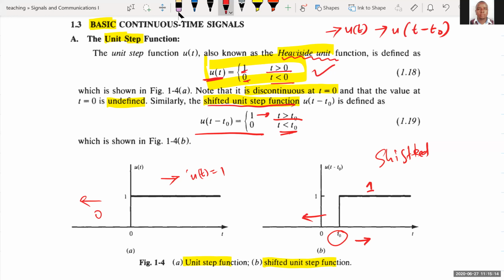The last thing I want to mention is that, contrary to what may appear here, at t equals 0 or at t equals t naught, the value of the step function appears to be equal to 1, but as a matter of fact, it is undefined at this point. We actually don't know what the value of the unit step function is at t equals 0 or at t equals t naught for the shifted version. So that is a major point that you should become aware of: the unit step function is not defined, or is discontinuous, at time t equals 0.